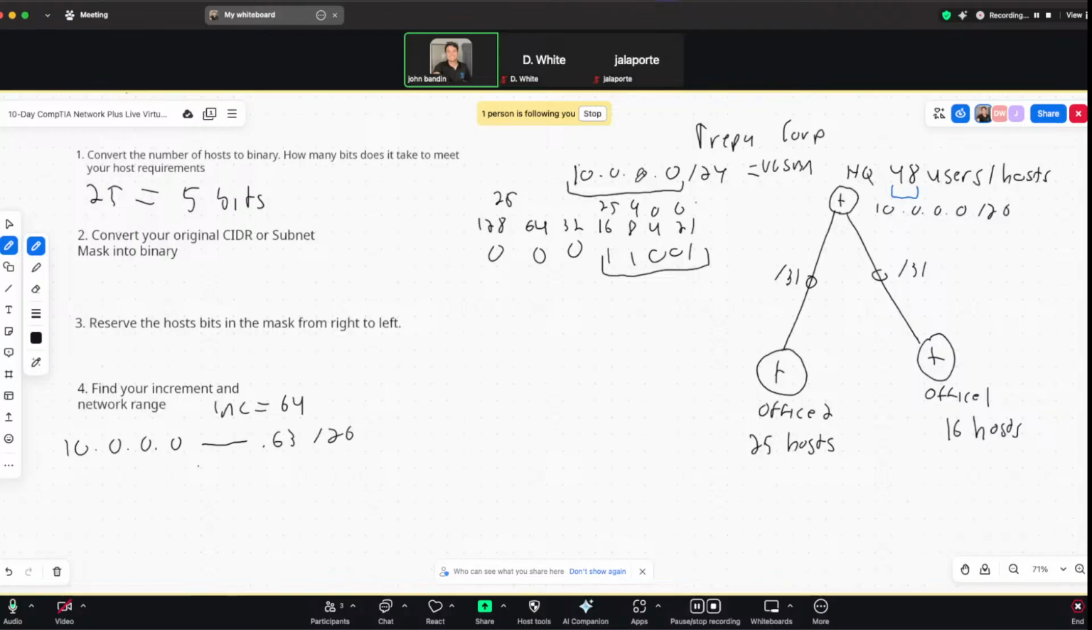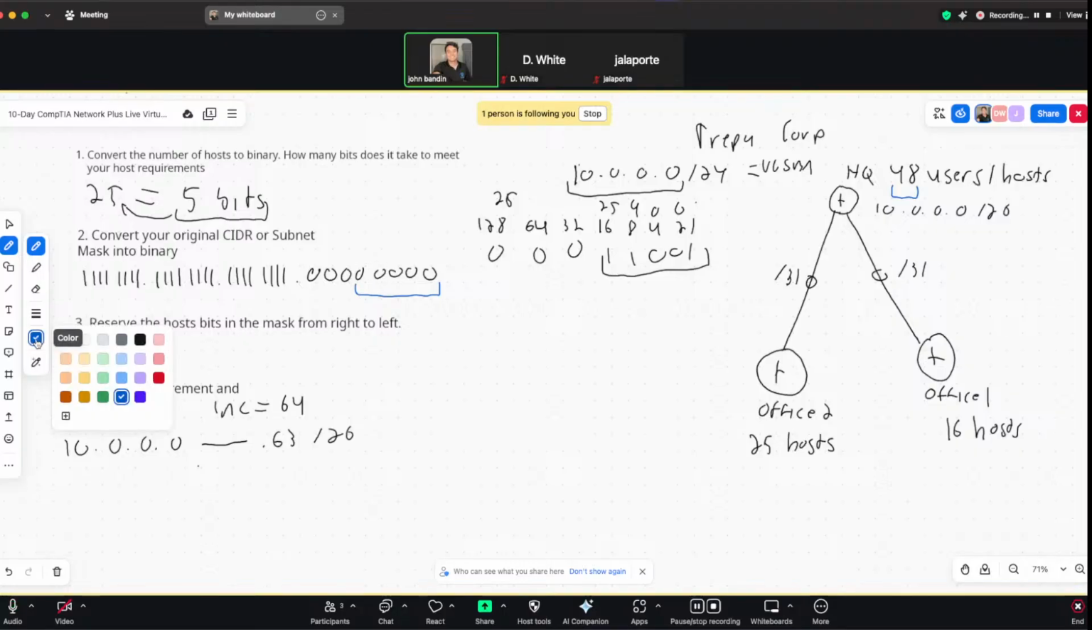Now we're going to convert your original CIDR or subnet mask into binary. So our original subnet mask is /24. I know this is repetitive, but do this every time. Next, we're going to reserve the host bits in the mask from right to left. So how many bits did we need to meet our host requirement? We needed 5. So that means we need 5 host bits. Host bits in subnetting are the zeros. And the rest become network bits.